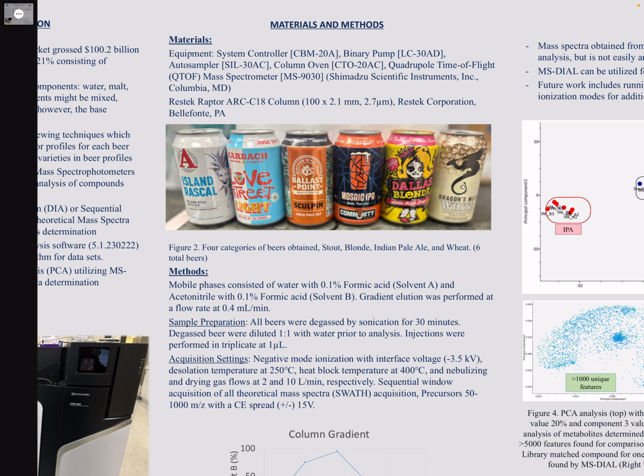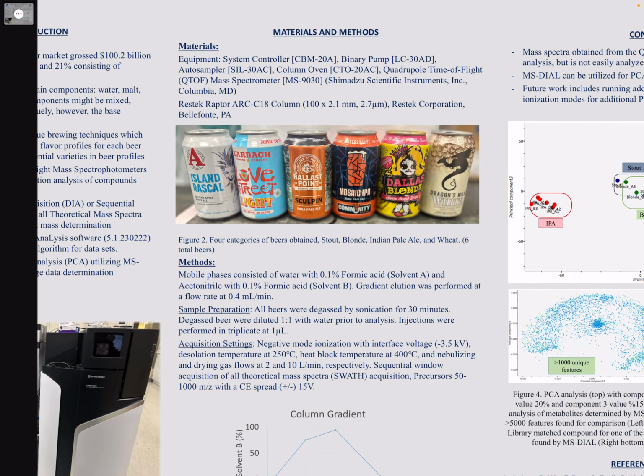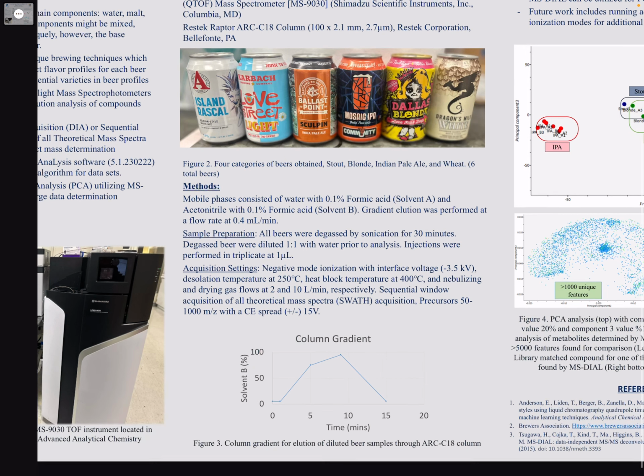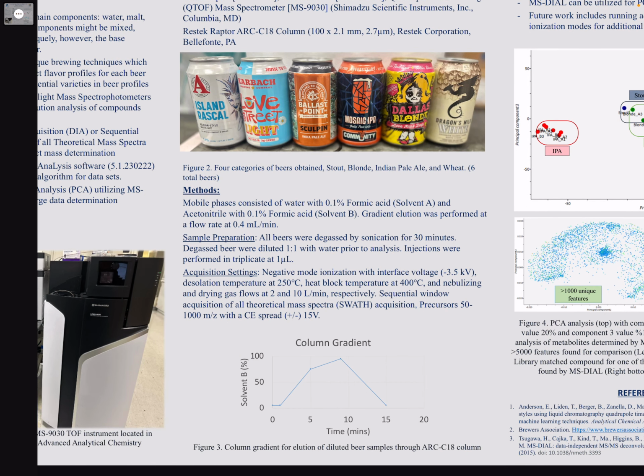The acquisition was in negative mode for all of the samples with a specific SWATH acquisition of 50 to 1,000 Daltons or m/z with a collision energy spread of 15 plus or minus volts in both directions for all the precursors, so we get a good distribution or information of all possible products from each of the precursor masses through the TOF, or the time of flight analyzer.